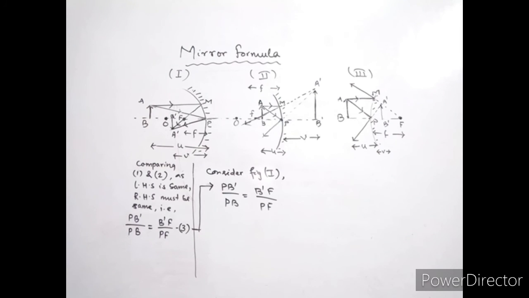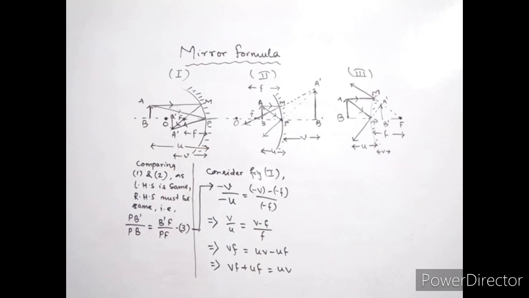Now consider the first figure, figure 1. PB' divided by PB. PB' is the image distance and PB is the object distance, and both will be following the sign conventions. Being on the left hand side, they will be negative. Now PB' minus PF, instead of that, so minus v minus of minus f divided by minus f. Putting all these together, we have v by u is equal to (v minus f) divided by f, and finally we come to the formula where vf plus uf is equal to uv.